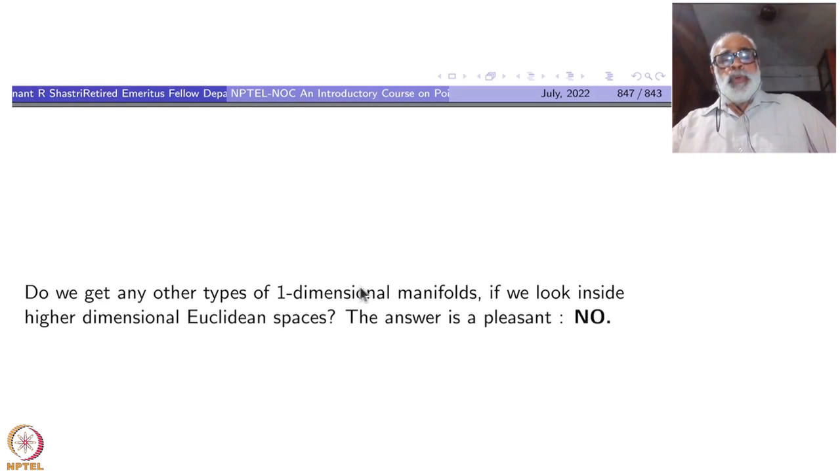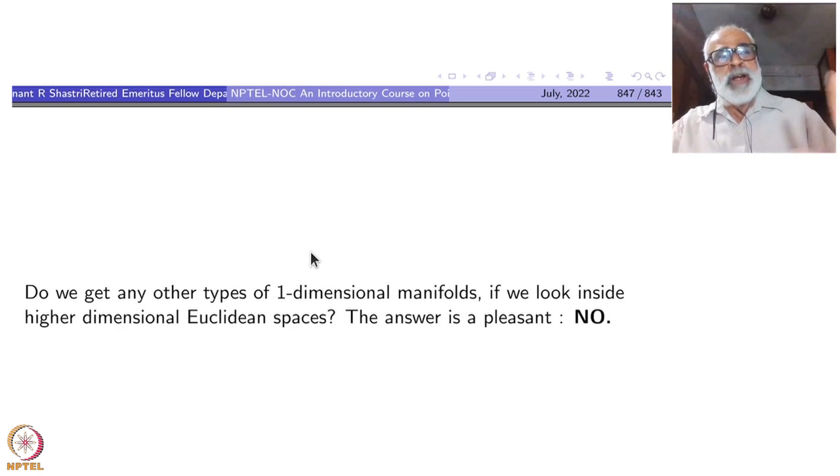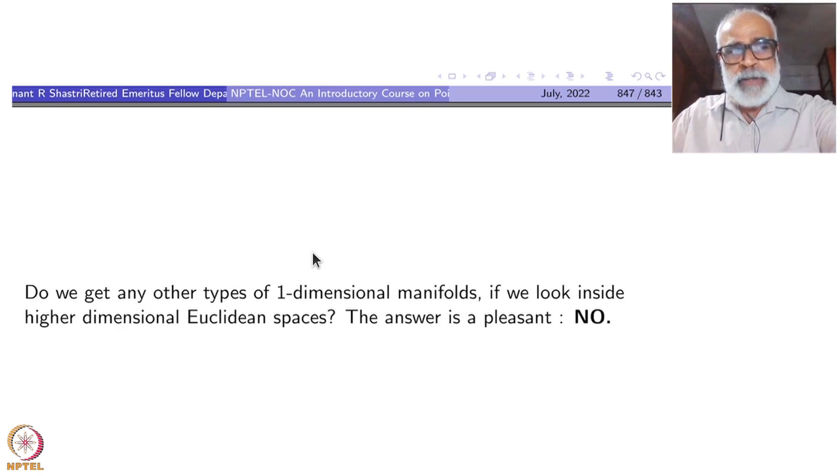Alright? So, do we get any other types of one-dimensional manifolds? If we go to R3, R4 and so on, other higher dimensions, you have to probe, right? Why am I going inside only Euclidean spaces? Because of our earlier theorem that any manifold is a closed subset of some R2n+1. Therefore, when I am hunting for one-dimensional manifolds, you don't have to worry beyond R3. All one-dimensional manifolds, copies of them will be there inside R3, right?